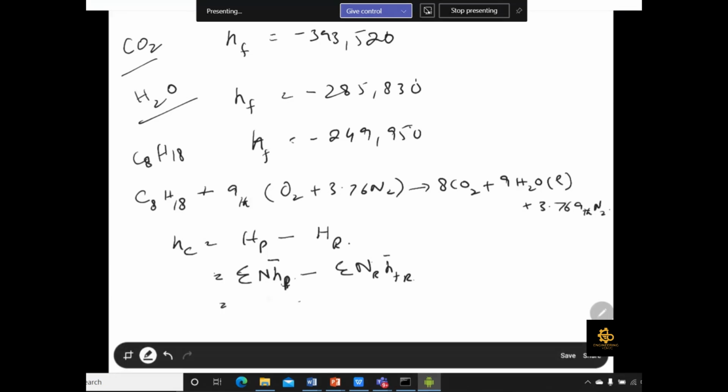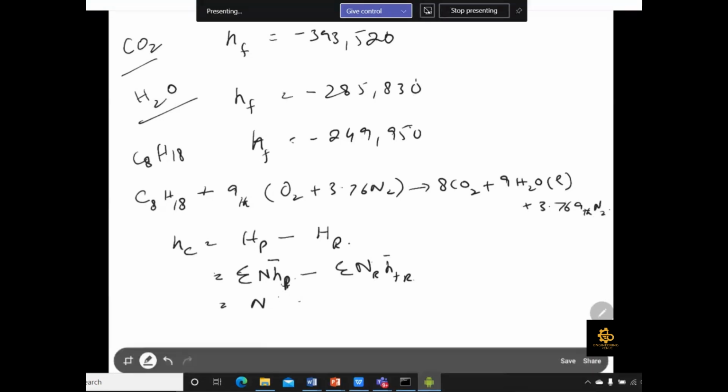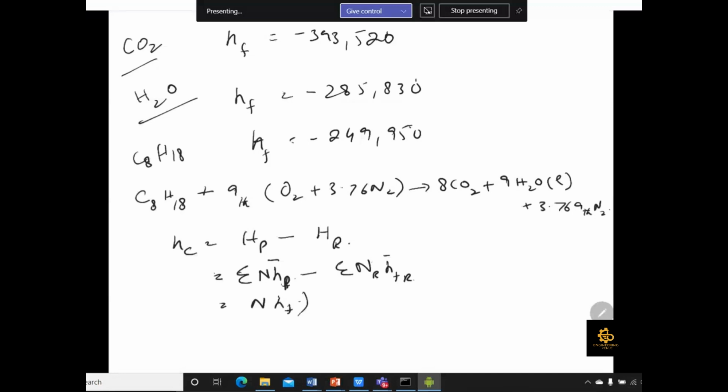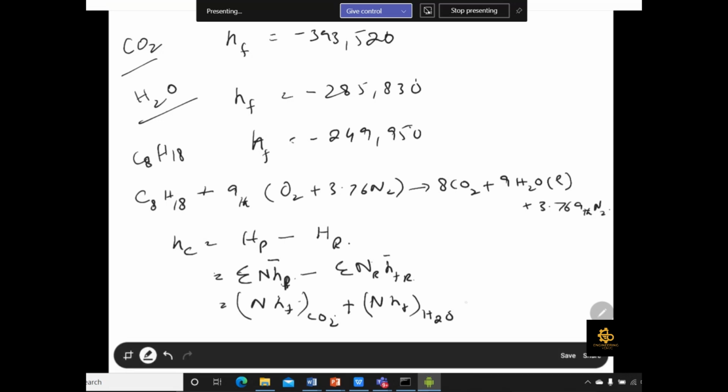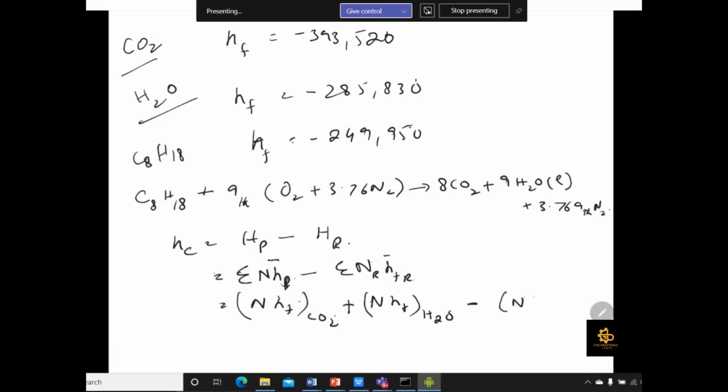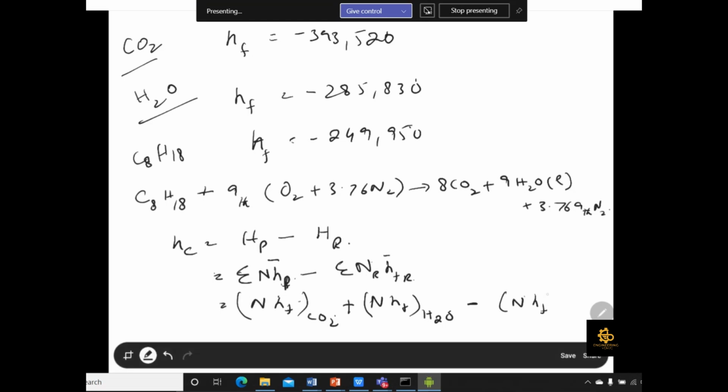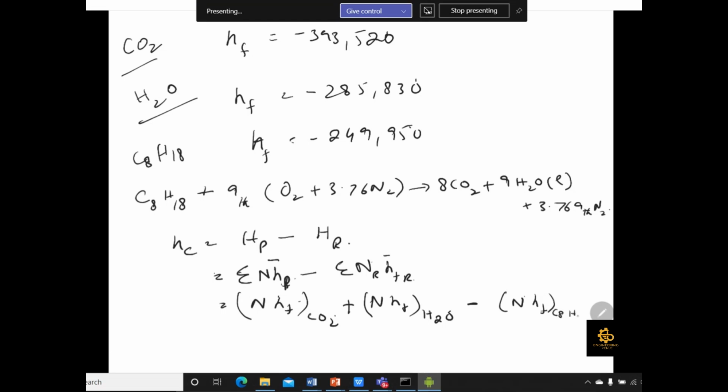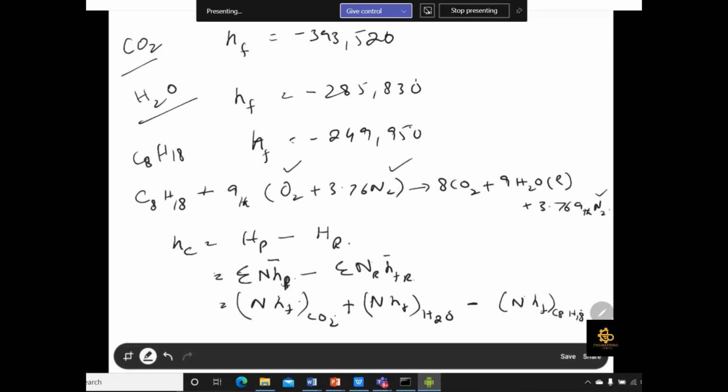So for example, I can write number of moles into enthalpy of formation of CO2, which is in the product. Similarly, plus number of moles into enthalpy of formation of H2O, which is also on the product side. Now I have to subtract number of moles into enthalpy of formation for C8H18.